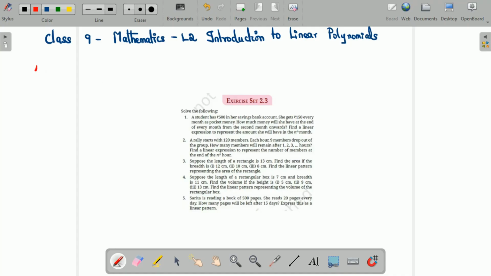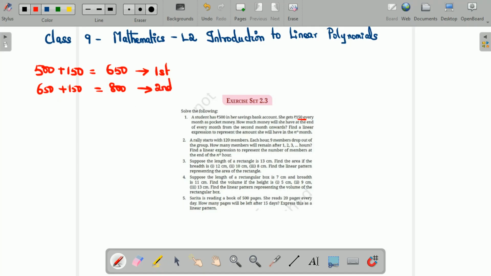So she already has 500 rupees in her savings bank account. She gets 150 at the end of every month. So after the end of the first month, she will have 500 plus 150, which is equal to 650. Now, after the end of the second month, she is going to have another 150. So, from 650, you add another 150. So, she is going to have 800 at the end of the second month.